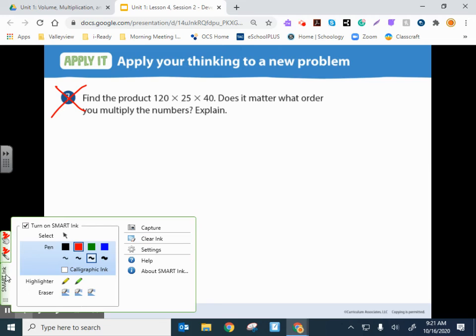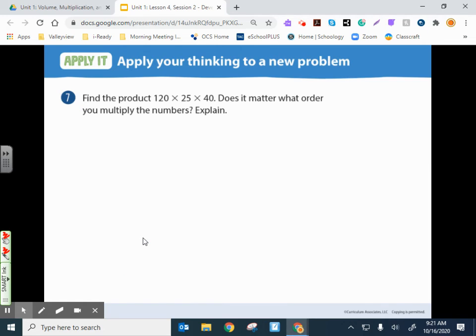Don't skip 7. It's actually a good one. All right. Pay close attention to this one. I'm going to show you a quick way to find this one. Somewhat quick. Find the product of 120 times 25 times 40. Does it matter what order you multiply the numbers? First of all, no. In adding and multiplication, the order never matters. But I'm going to show you a quick way to do this.